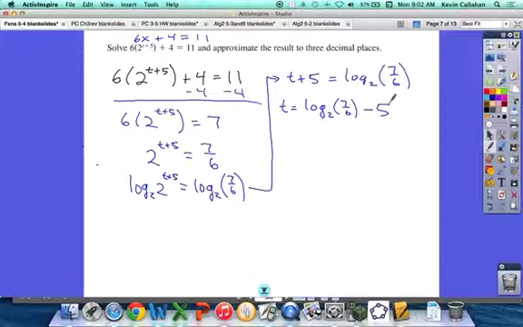So I'm going to turn that into, I'll use a change of base. T equals log of 7/6 divided by the log of 2, minus 5. And that you could put in the calculator. Log of 7 divided by 6, divided by log of 2, minus 5. Negative 4.7776. T equals negative 4.778.